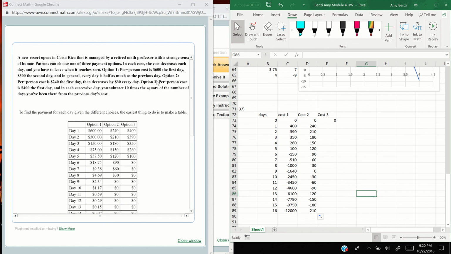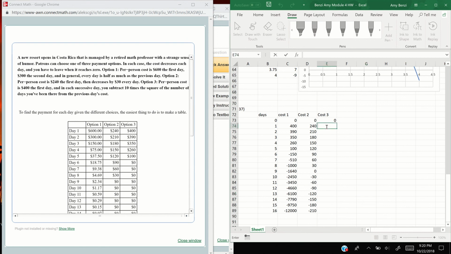All right, let's look at day 3. Per person, the cost is $400 for the first day, and then in each successive day you subtract 10 times the square of the number of days that you've been there from the previous day's cost. All right, so from the previous day's cost, I used that in scenario 1 and 3. But when I tried to apply that to scenario 2, it didn't work, did it?